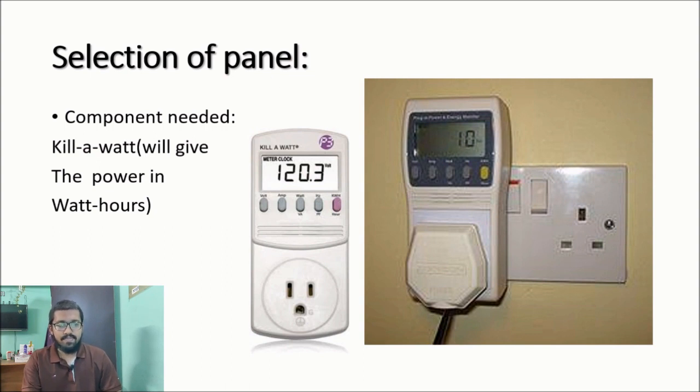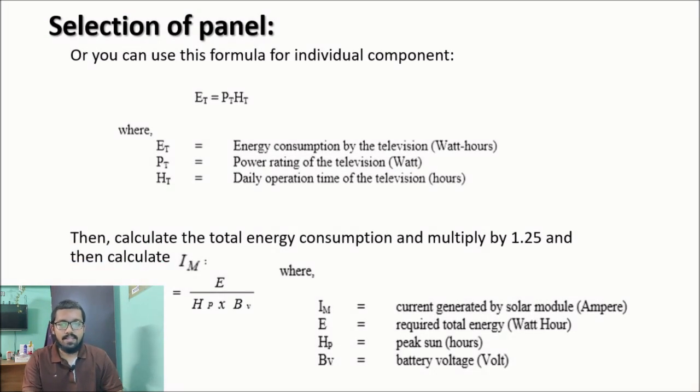To select a perfect panel, you have to make an energy audit to know the requirement of energy in your home. You can do it in two ways. In the first way, you will need a component named kilowatt meter. It will give the power used in your house in watt hours. If you don't have a kilowatt meter, then you can use this formula to calculate the required power in your house.